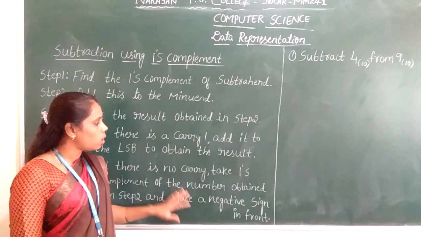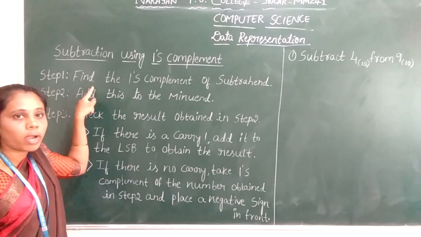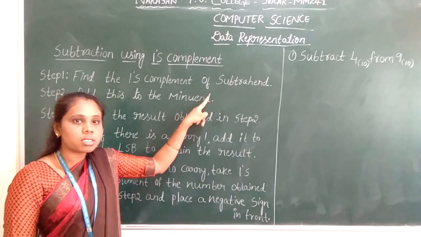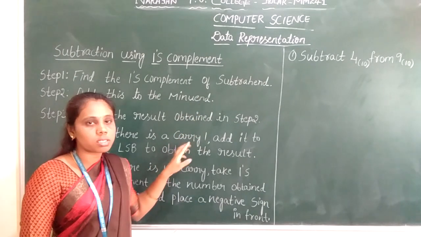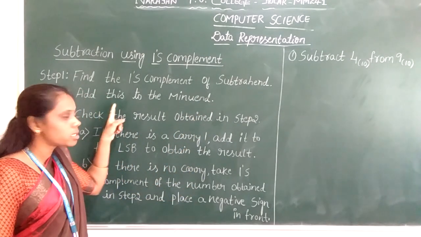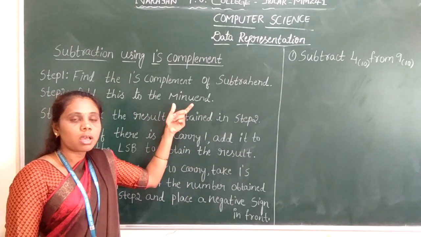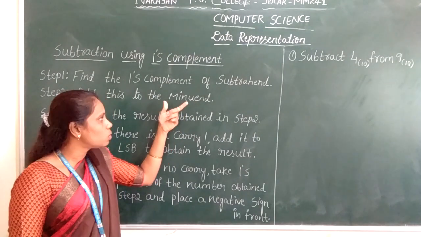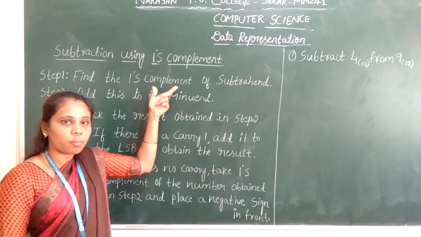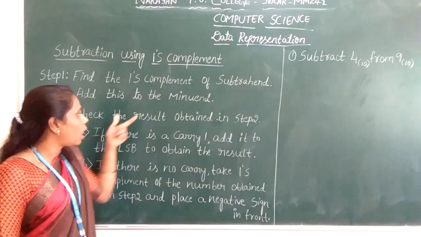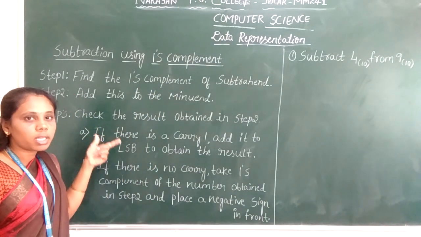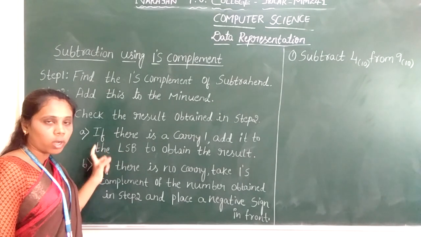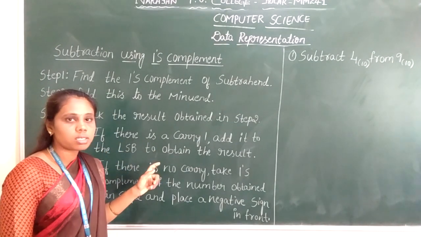So I repeat again. First, find out the 1's complement of the subtrahend, the number which we are subtracting, and add this to the minuend, the number from which we are subtracting. So add the 1's complement of the subtrahend to this minuend and check for the result. If there is a carry obtained in this result, add the carry 1 to the least significant bit, that is, the LSB.